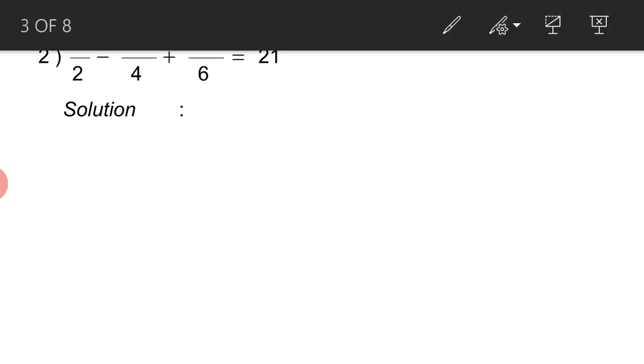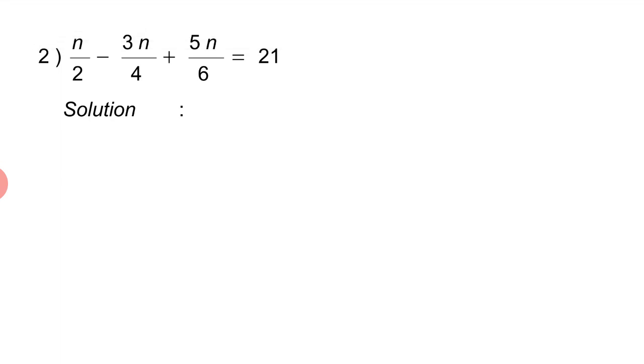So next problem. Next problem is n by 2 minus 3n by 4 plus 5n by 6 is equal to 21. Is it okay? Now here in LHS there are three rational numbers having variables, and n is the variable. So how to solve? So again we rewrite the equation.